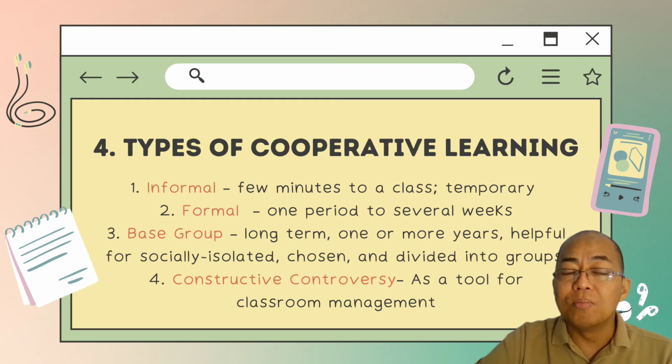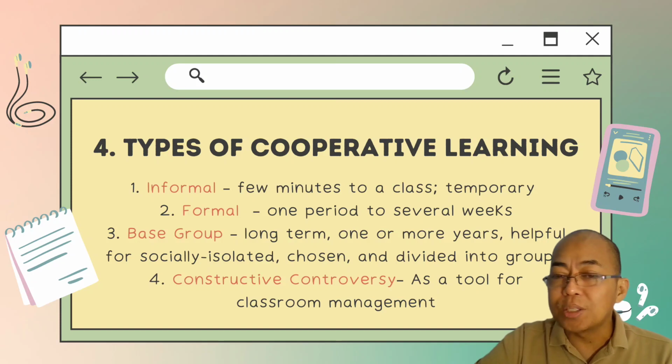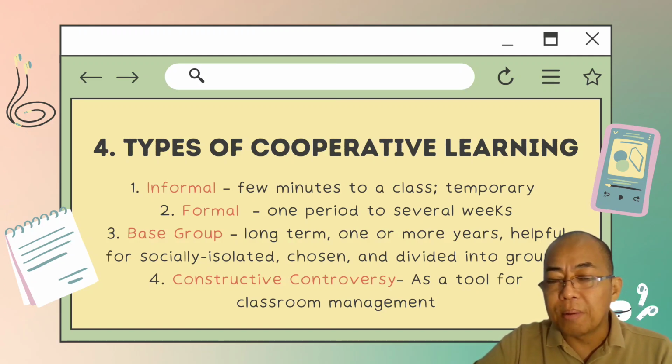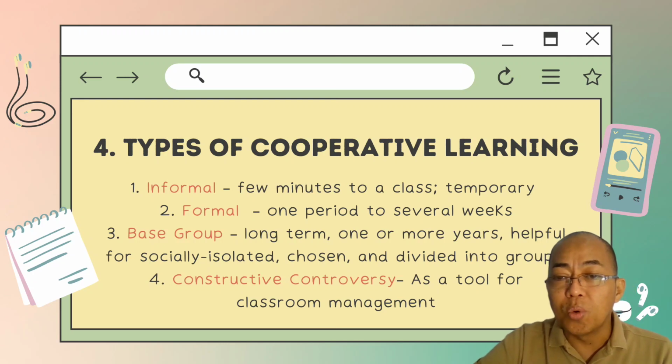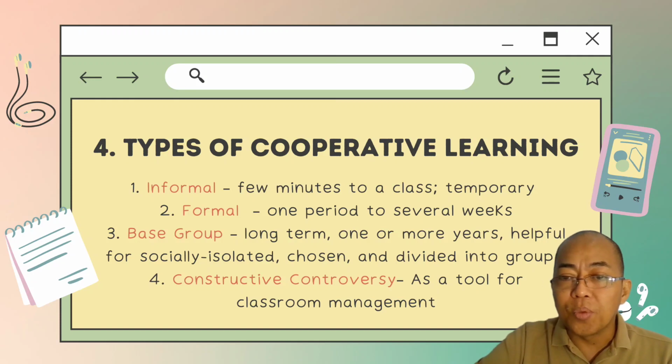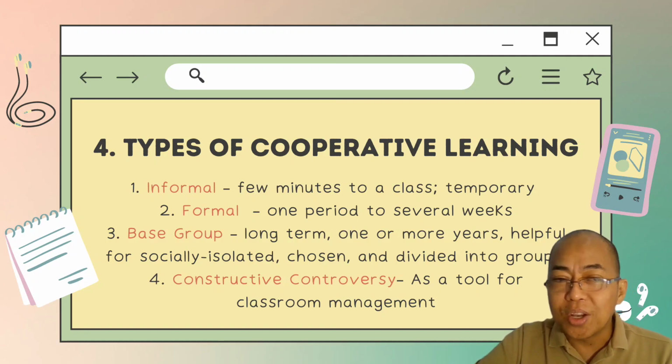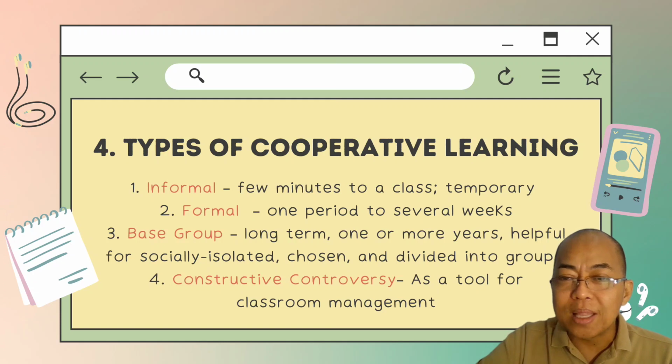Second type of cooperative learning grouping is formal cooperative learning. This type of cooperative learning extends from one period to several weeks. Informal, it's shorter, it only lasts from several minutes to one class period. But formal cooperative learning can last from one class period to several weeks. So the idea is you want to achieve shared goals and of course to complete a task.